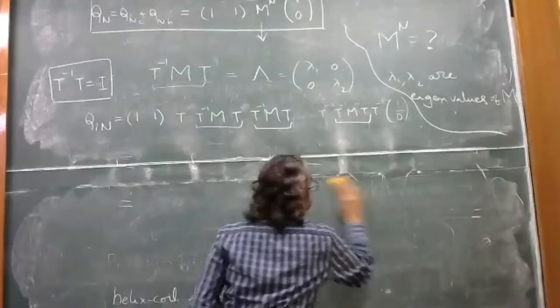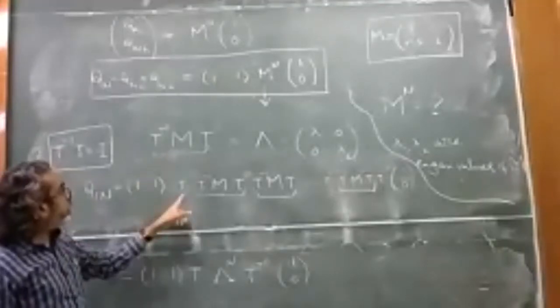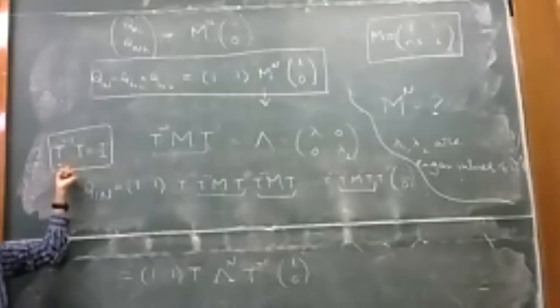But I'm multiplying with this identity matrix, T inverse T, or you can write T inverse I, whatever it is. T inverse T is I. So you can always multiply with an identity matrix, wherever you want. And then here I'm doing T inverse I again.